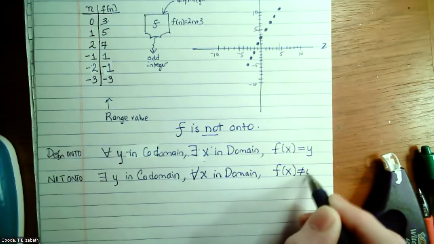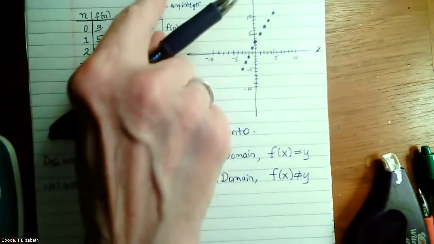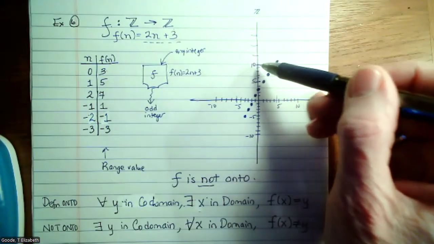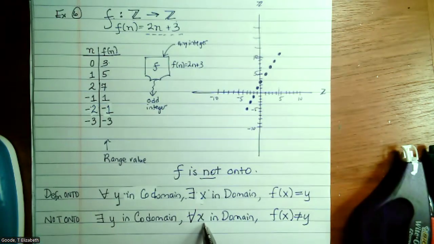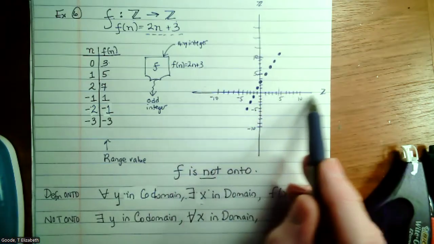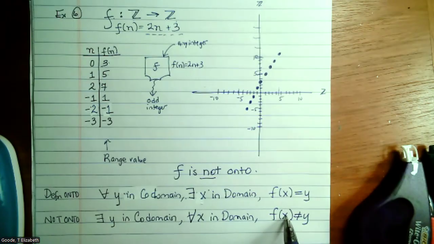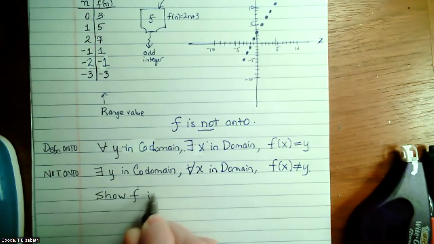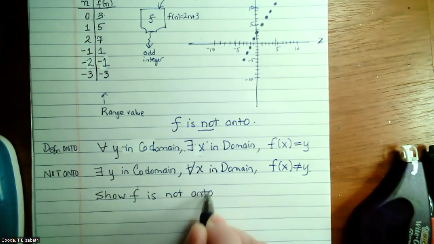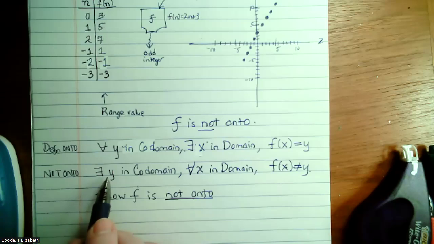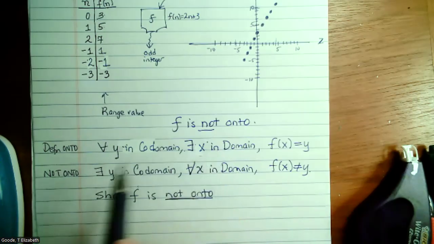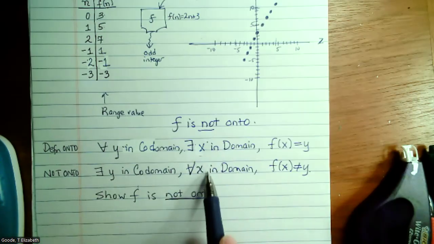That's right. In other words, we can find a Y in the codomain Z, there's going to be a Y in here, such that no matter what X we pick from the domain Z, that X will not map to Y. F of X will not be Y. And so we can show F is not onto by giving a counterexample to the claim that for all Y, we can find an X. We can find a Y that exists for which no X will work.